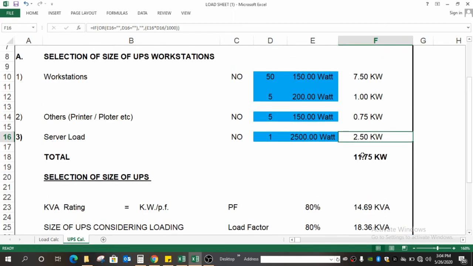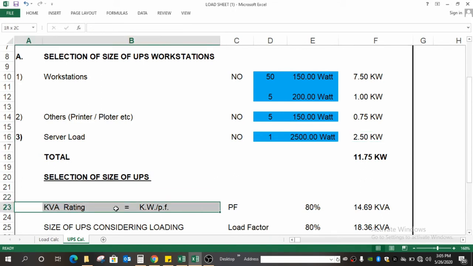The next, more important thing over here is that UPS is never calculated in kilowatt. UPS is always in kVA or VA, volt ampere or kilovolt ampere. MVA, normally a UPS doesn't go to MVA rating; it's VA or kVA. kVA is nothing but the kilowatt upon the power factor we have in the system. Like you see over here, kVA rating equals kilowatt divided by power factor.